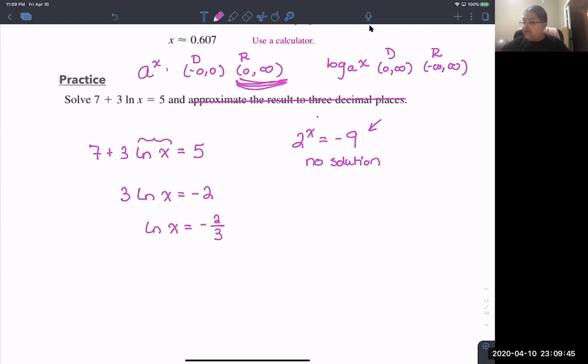So natural log of x equals -2/3, and that's fine. I can still do this. So I have to invert the natural log. Natural log is log base e, so I make everything a power of e. So e and natural log cancel, and that gives me x equals e to the -2/3. And sometimes we do not like leaving our answer with negative exponents. So remember what a negative means. It means take the reciprocal of the base.